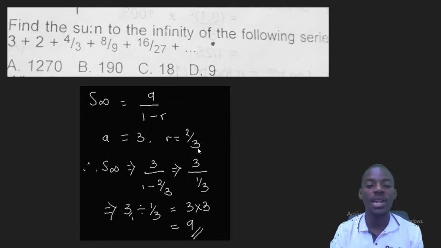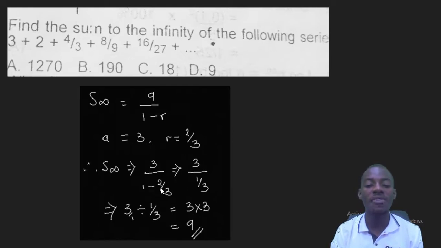That's 2 over 3. Now plug it into the formula for sum to infinity. My a is 3 over 1 minus 2 over 3, because my r is 2 over 3. What is 1 minus 2 over 3? Just do it this way: 3 minus 2 is 1. It will become 1 over 3.